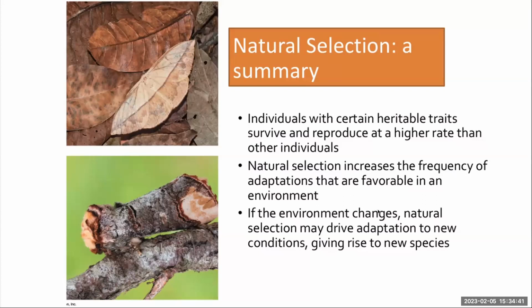And so this is what explains that match between organisms and their environment that Darwin spoke about. But as I just said with the moth example, this is a very dynamic process, right? Because if the environment changes, what is adaptive may change. So natural selection can drive adaptation to new and different conditions. And over much longer periods of time, this can give rise to new species.